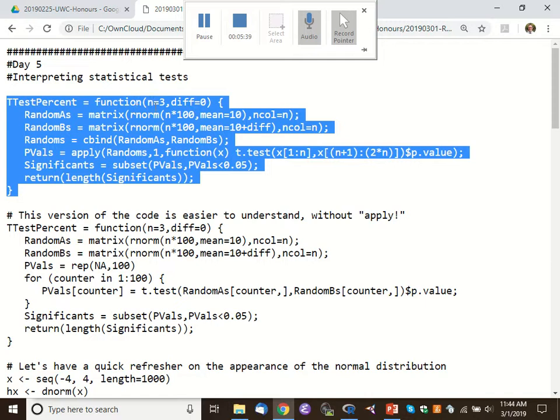I've already mentioned that we're going to be examining two cohorts, a bunch of A values and a bunch of B values. I'm going to have 3 values within each of those cohorts, but you'll see that I'm actually doing 100 different t-tests with that number of replicates and that difference between means.